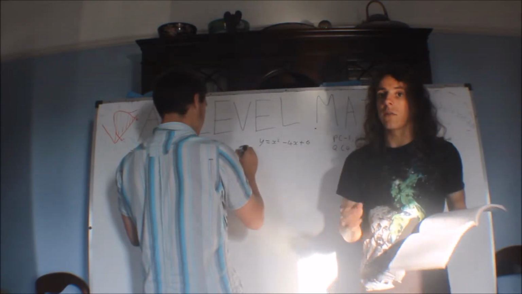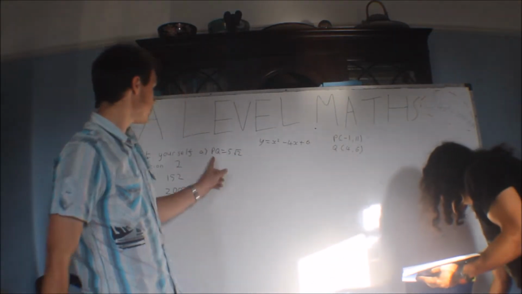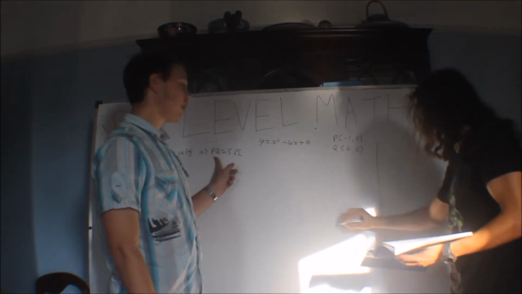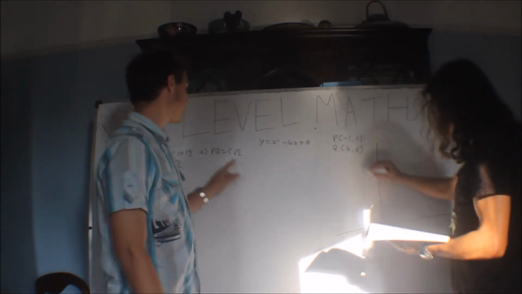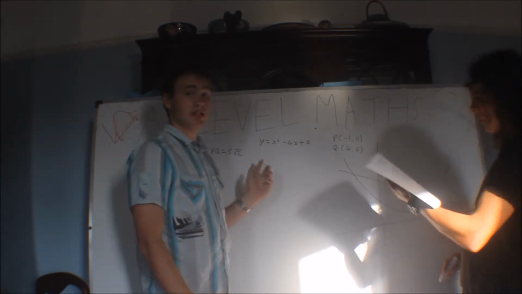Okay. While we're waiting, I'm going to draw a diagram because it's kind of handy to have. So this is chapter 1 stuff. There's a line from P to Q, that point to that point. It's that length, and you've got to show it. So it's just going to be simple trigonometry.